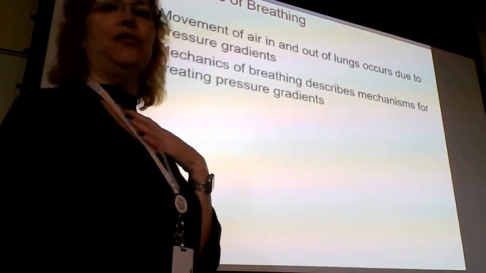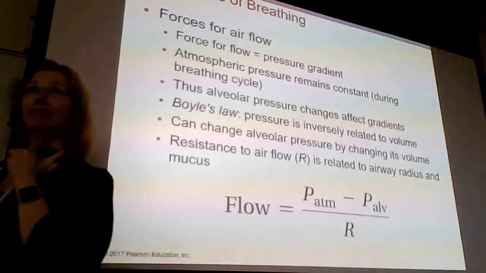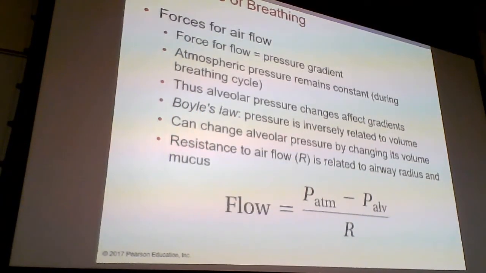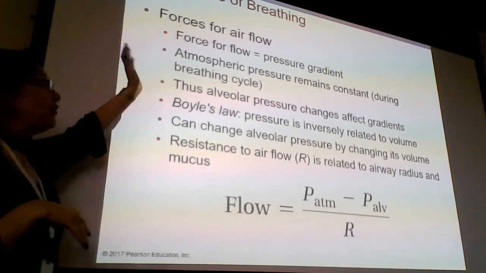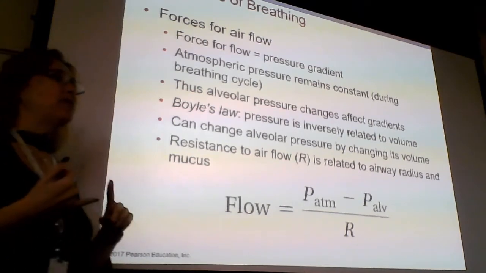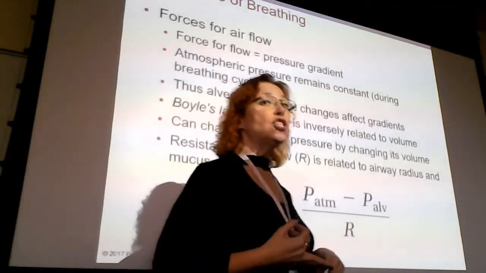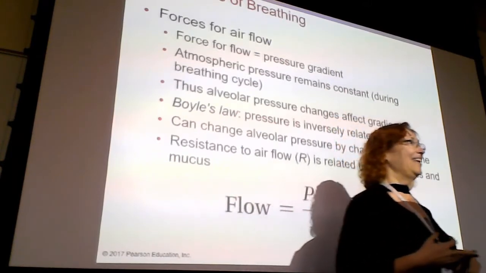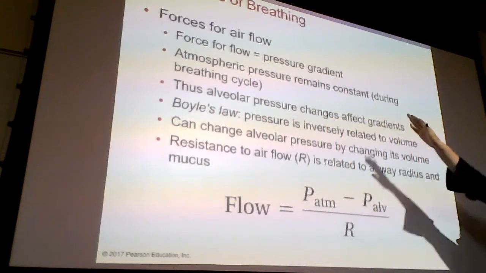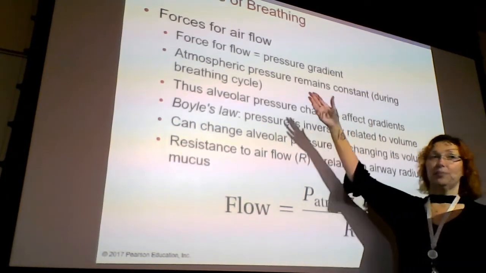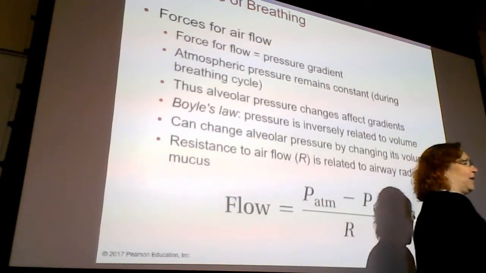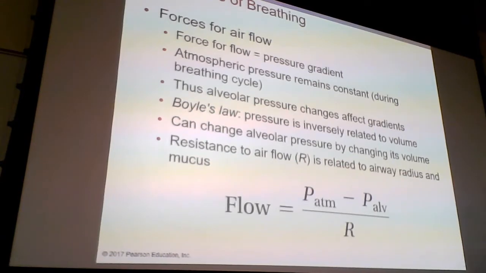Well, if we're having air moving, that's flow, right? And we talked about flow when we talked about cardiac forces. So the force that determines whether or not air flows, the direction in which air flows, and the strength of that movement is the pressure gradient. As we've said, the atmospheric pressure remains constant during a single breathing cycle. When I breathe in, when I breathe out, the atmospheric pressure isn't going to change.